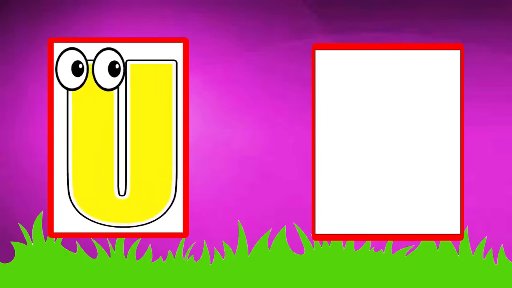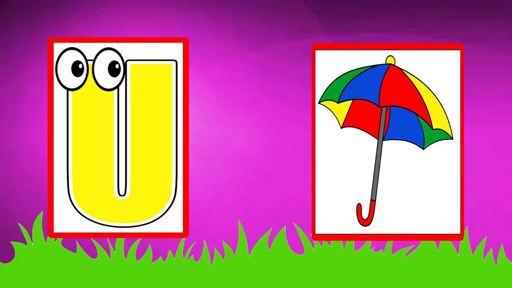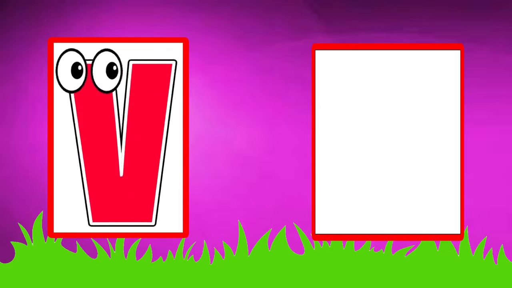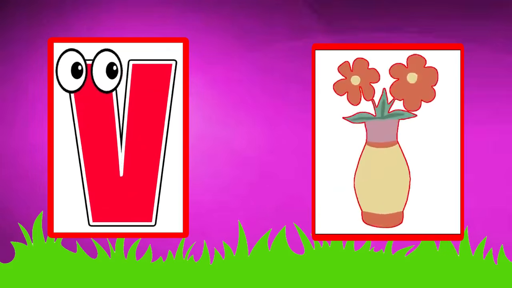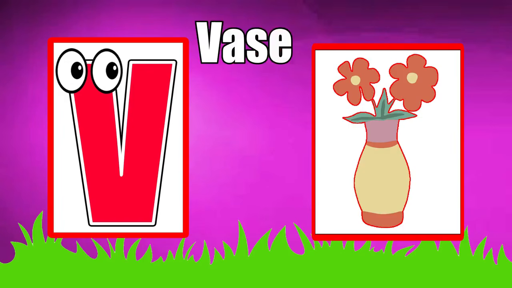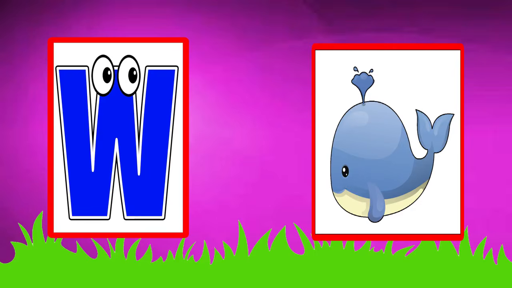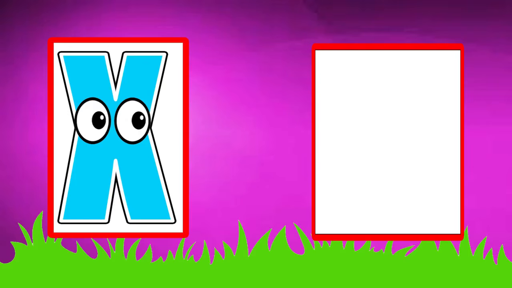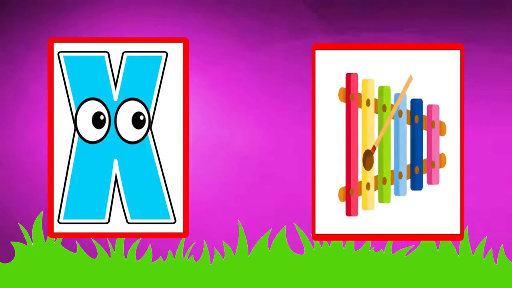U. U is for umbrella. V. V is for vase. W. W is for whale. X. X is for xylophone.